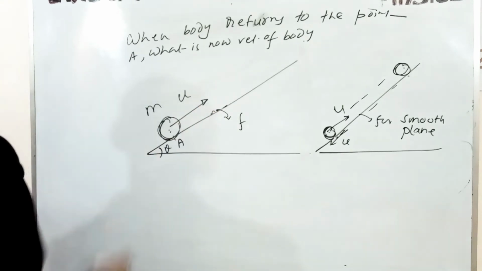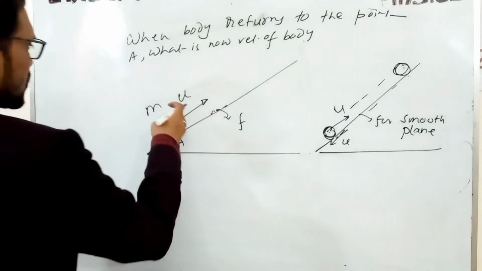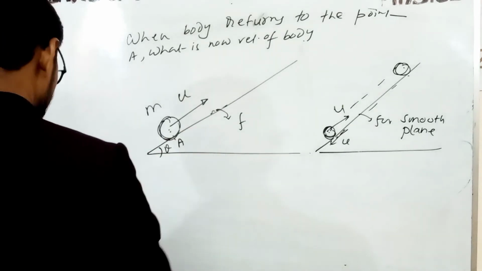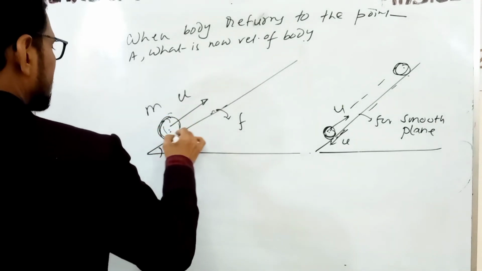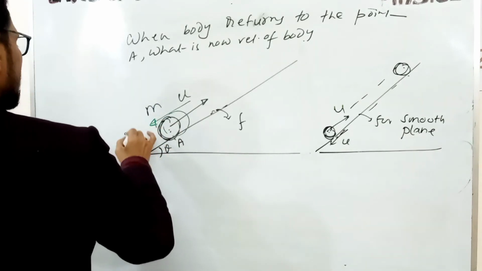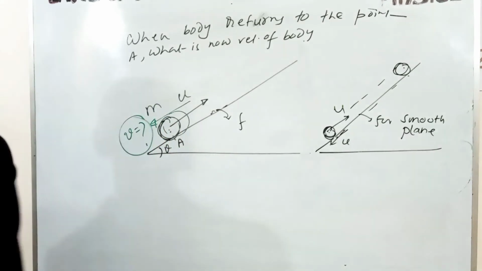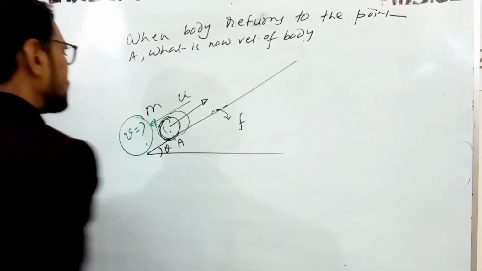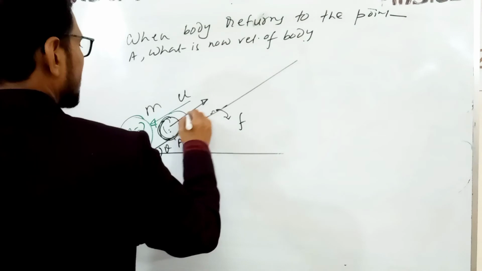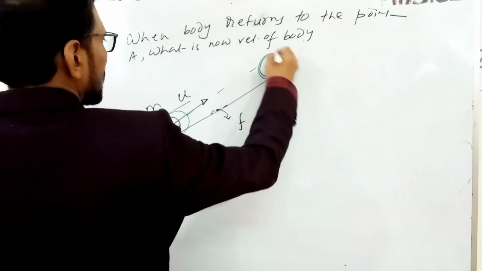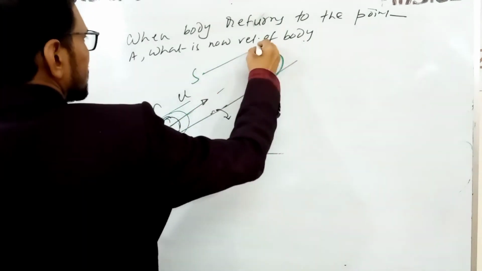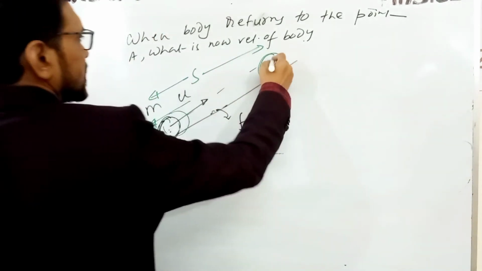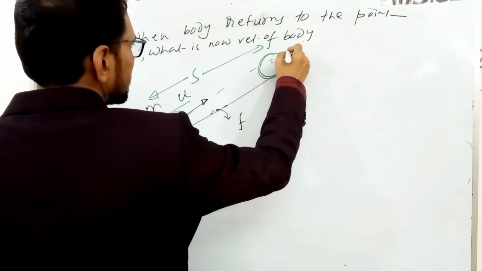Now if friction is present, what is the result? This will not be u. So we have to calculate what the velocity is if friction is present when it returns to this position. For this question, first we have to find what distance the body can move upward. What is the distance moved by the body in the upward direction? First we need this. At maximum height, the velocity becomes 0.